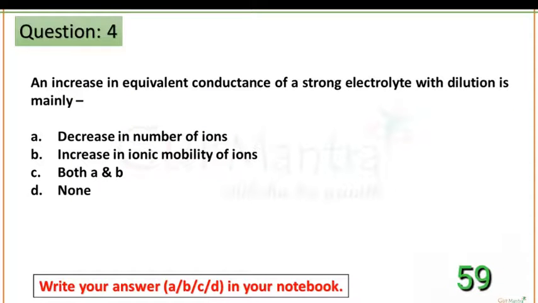An increase in equivalent conductance of a strong electrolyte with dilution is mainly due to: decrease in the number of ions, increase in the ionic mobility of ions, both A and B, and none of these.